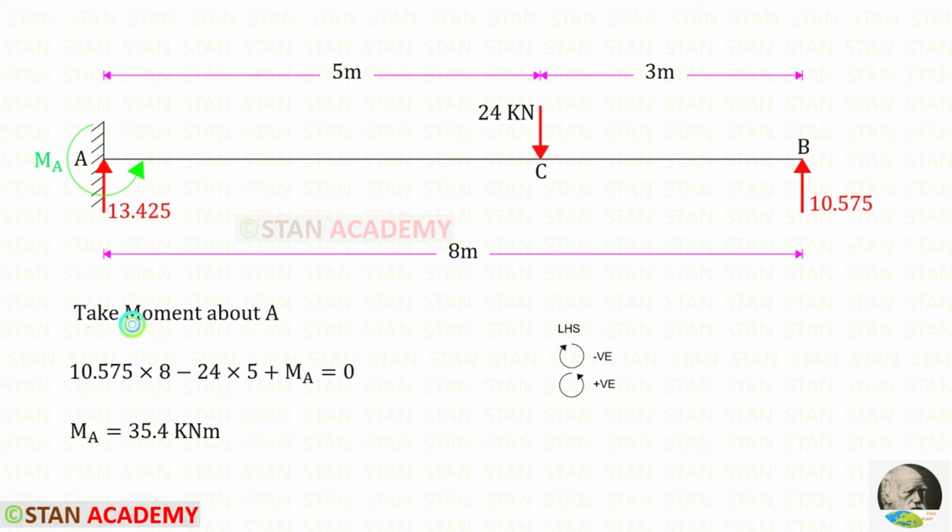Let us take a moment about A and find MA. RB is acting in the anticlockwise direction so it will be positive and the distance is 8. The point load is acting in the clockwise direction so it will be negative and the distance is 5. Let us assume that MA is acting in the anticlockwise direction so it will be positive. For MA, we will get a positive value. That means our assumption is correct. It is acting in the anticlockwise direction.